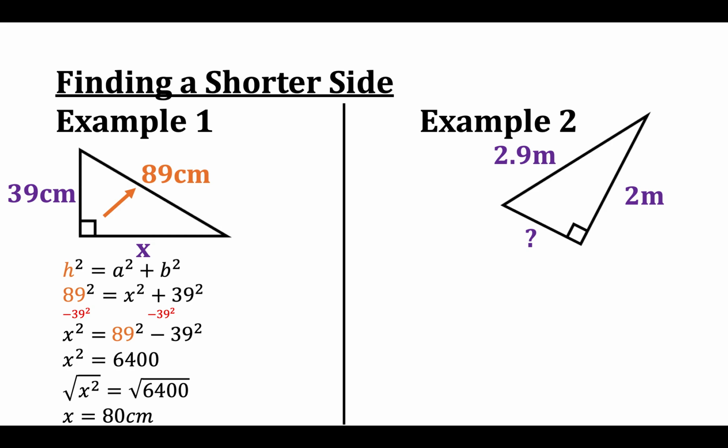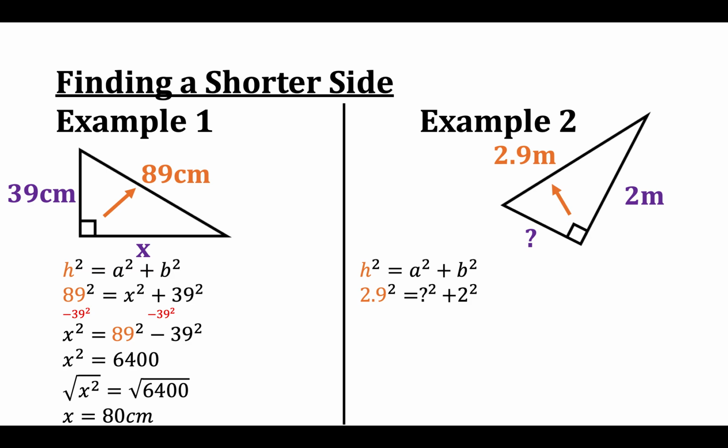So here we once again observe that we have a right angle triangle, and therefore we can use Pythagoras' theorem. Across from our right angle is our hypotenuse, which in this case is 2.9 metres. So that means that we've got 2.9 squared is equal to question mark squared plus 2 squared.